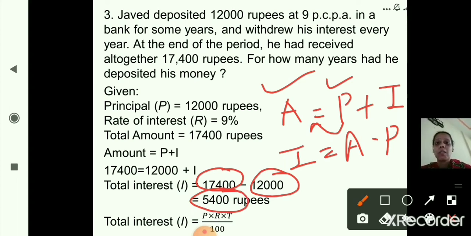Now here we got interest of 5,400 rupees. Principal is given in the question, and rate of interest is given. We have to find the time, so we will use the formula total interest is equal to P into R into T upon 100. Okay. Now we will put the values in the formula. Once again we will revise till here.